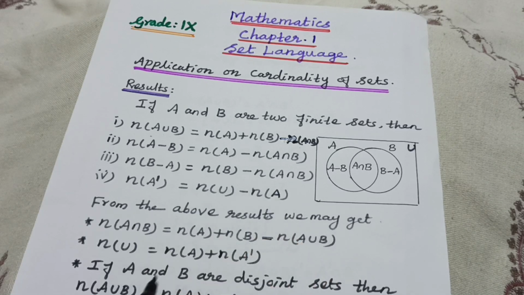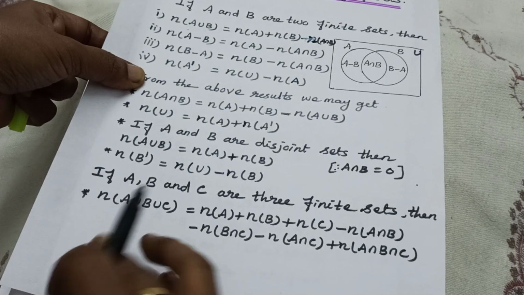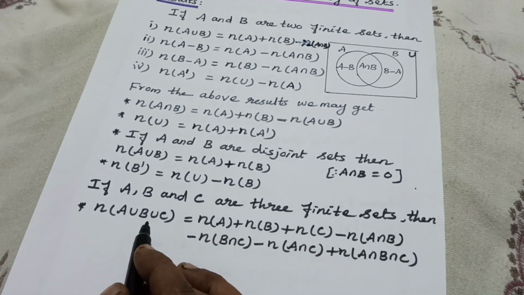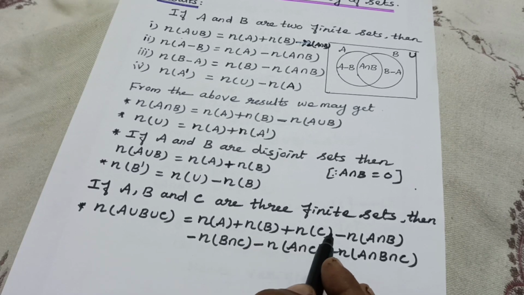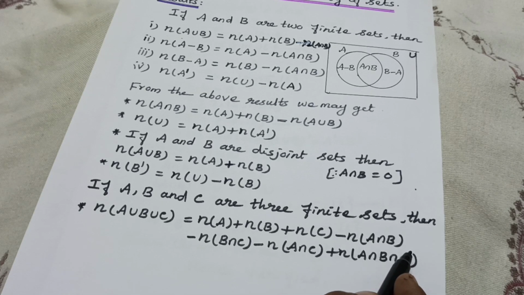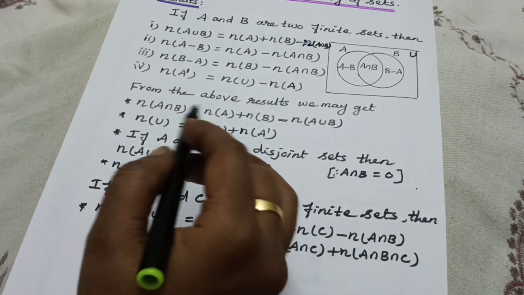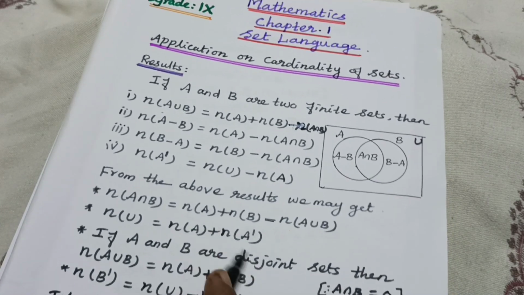With the help of this one, we can write like this also. Then one more. If A, B and C are three finite sets, then n of A union B union C is equal to n of A plus n of B plus n of C minus n of A intersection B minus n of B intersection C minus n of A intersection C plus n of A intersection B intersection C. Did you study this result? Then you must learn this one. Then only you can do the problems.